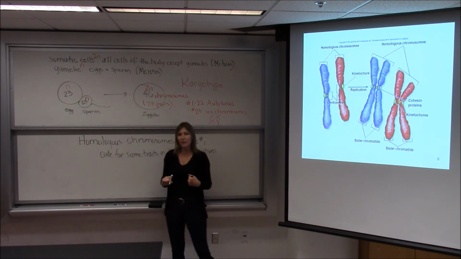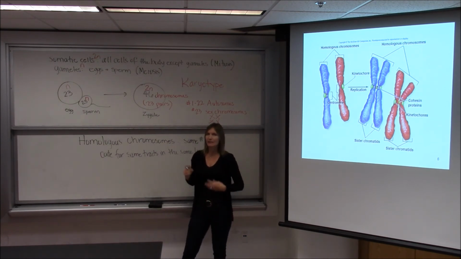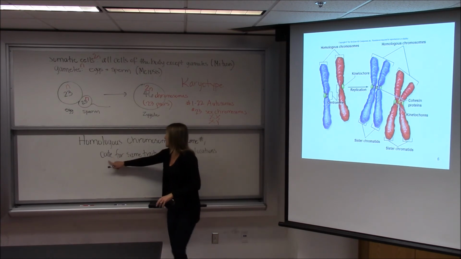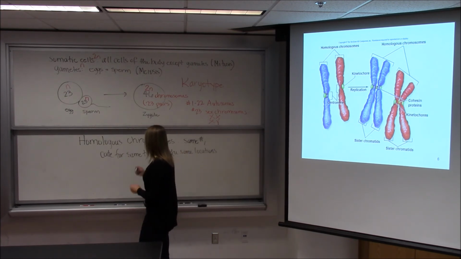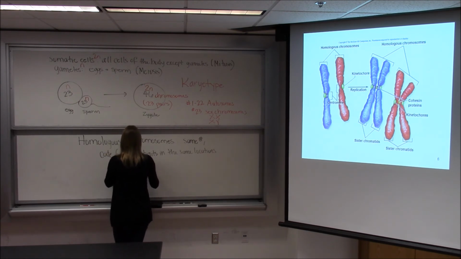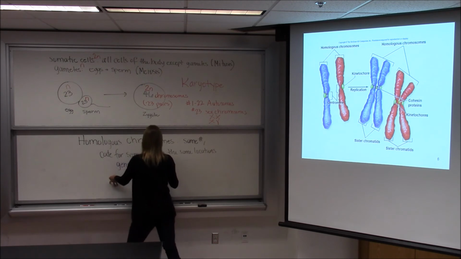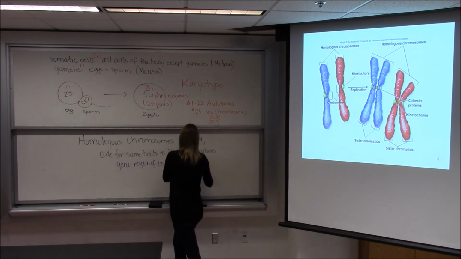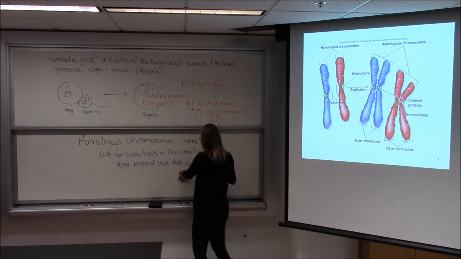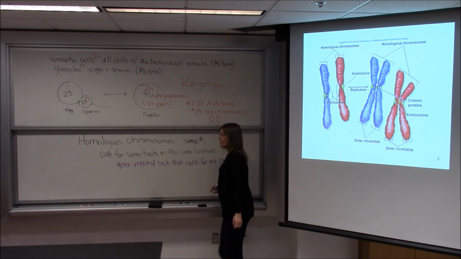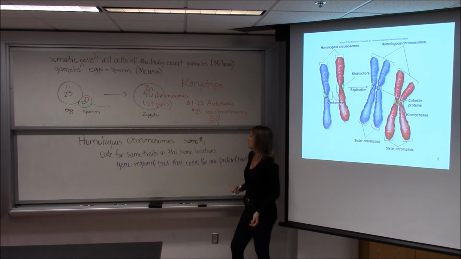A couple of other important terms to go along with this. It's a lot of vocabulary. Coding for the trait, that happens on what's called a gene. A gene is a region of DNA that codes for one trait or one protein. That's called a gene. The location of that gene is called the locus.